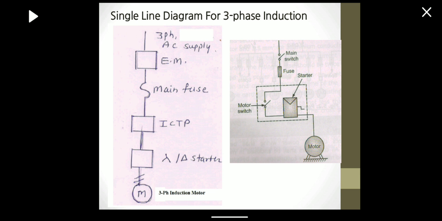This is the single line diagram for the 3-phase induction motor. First, the 3-phase AC supply is given to the energy meter. Then the energy meter is connected to the main fuse. Then the main fuse is connected to the ICTP, that means ironclad triple pole switch. Then this switch is connected to the starter, star delta starter or any other type of starter, which depends on the motor. Then this starter is connected to the motor.